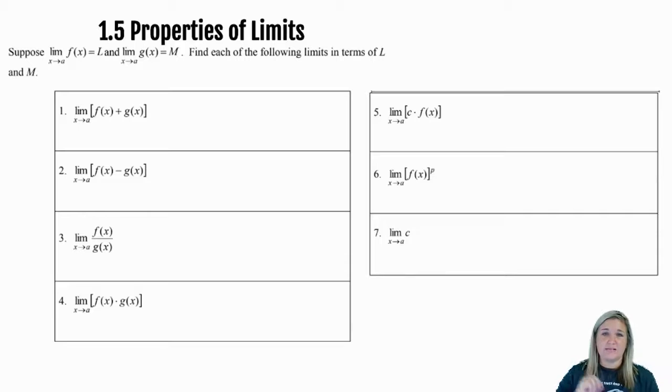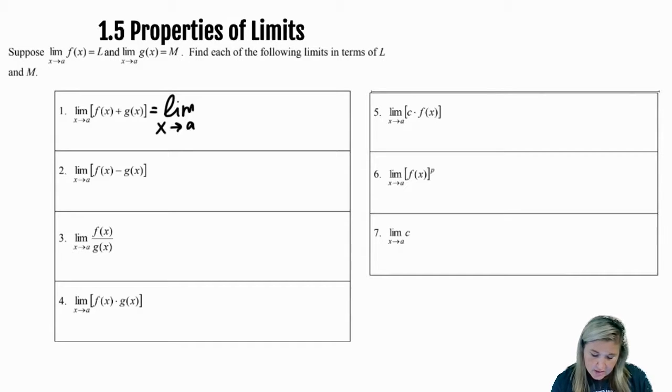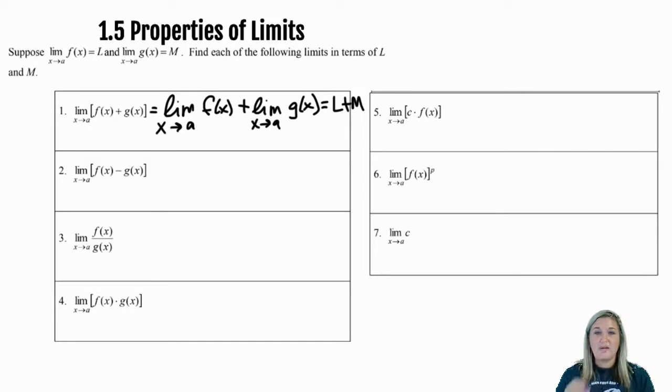The limit as x approaches a of f of x plus g of x is the same thing as the limit as x approaches a of f of x plus the limit as x approaches a of g of x. That's a, not 9. And that's going to be equal to L plus M. So whatever the value of L is plus whatever the value of M is, you would just add those two together. Same thing with subtraction. It'll look the exact same way.